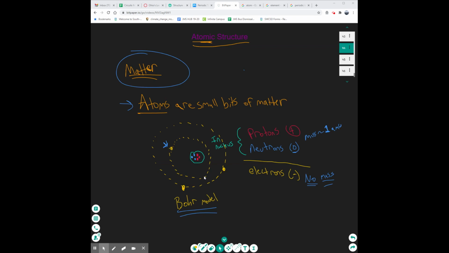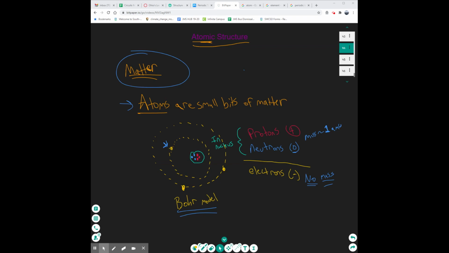This is not a cellular nucleus. There's not cytoplasm and mitochondria and vacuoles and stuff in there. It's not in there. It's in fact really, really, really small, and it's only made up of two things: protons and neutrons. The nucleus actually only has protons and neutrons in it. It's a tiny little part of the atom, and atoms are very, very tiny.